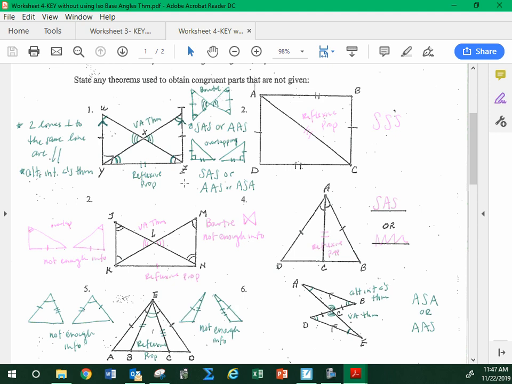Raise your hand if you caught that. Good work. For number 1, these lines WY and TZ are parallel, and so that allowed us to do a little more with alternate interior angles down here.